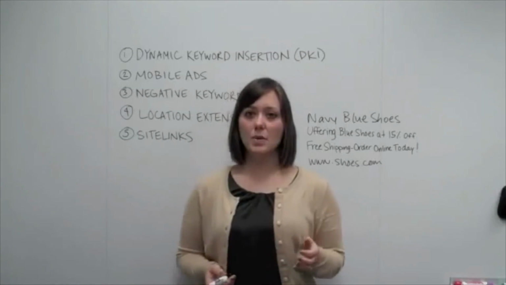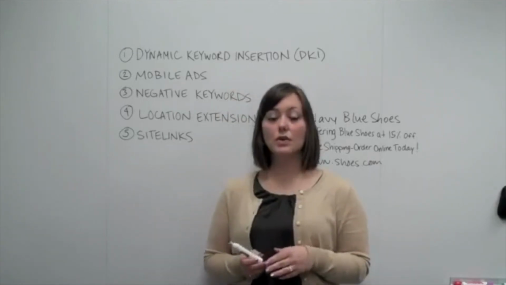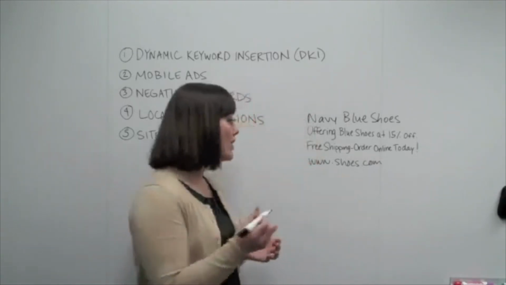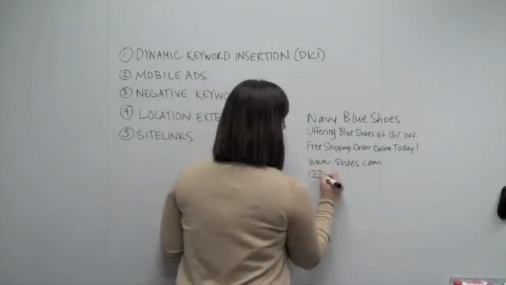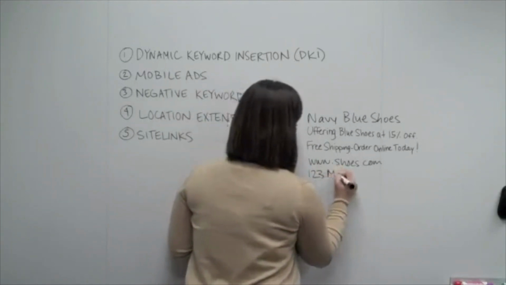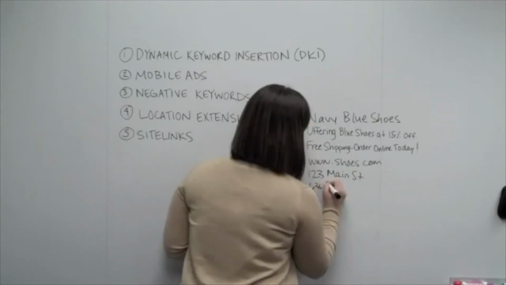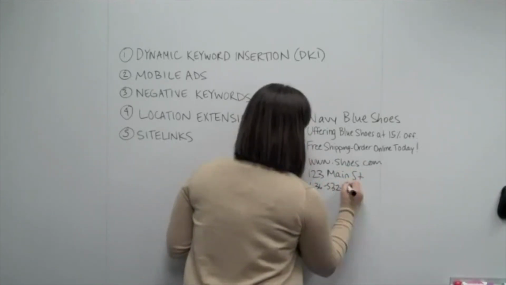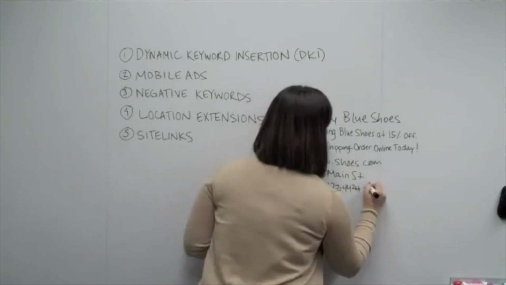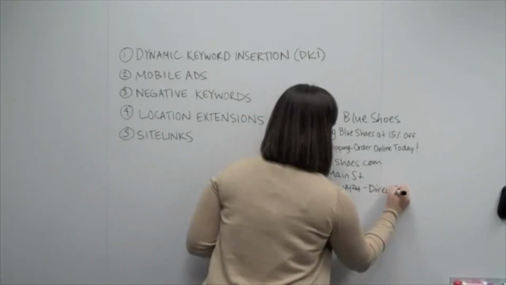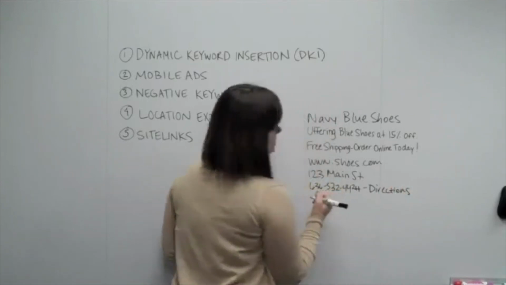The fourth feature that we recommend testing is the use of location extensions in your ad. What these do is they show your address and your phone number on your ad, as well as a link to directions to your business. So users can see that you're located in their area and find out how to get to your business.